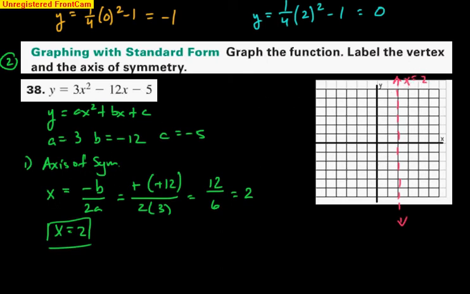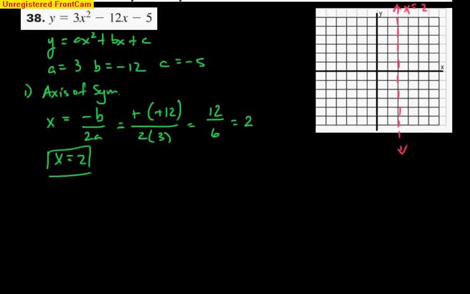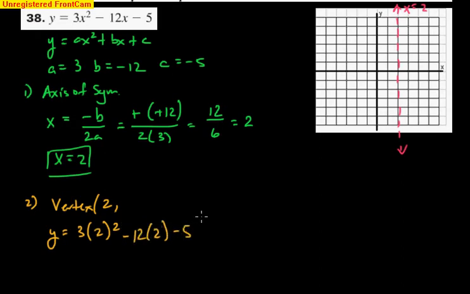Okay. Now I will find my vertex. To find the vertex, I'm going to use the x value from part 1, 2. And to find the y, I will plug 2 into the original function. 3 times 2 squared minus 12 times 2 minus 5. And using my handy-dandy calculator, I get negative 17. Okay, so this is kind of a crazy one. Negative 17. So there's our vertex at 2, negative 17.